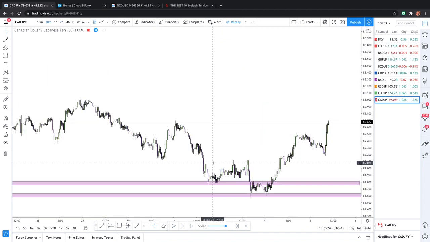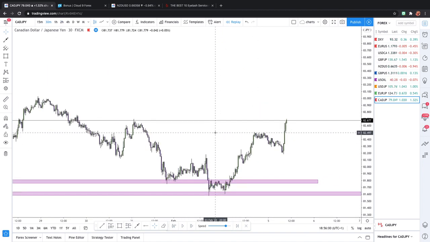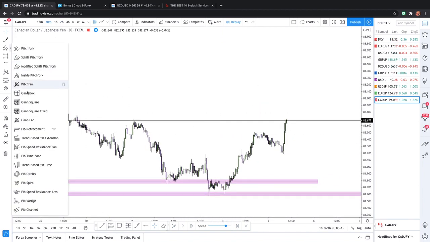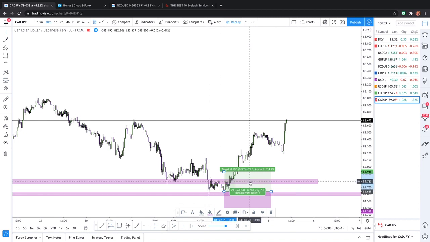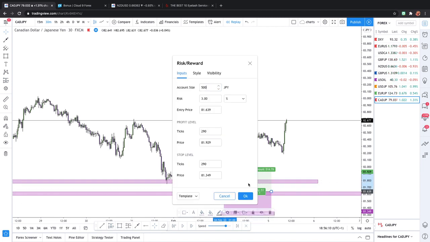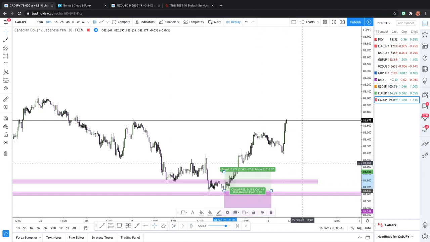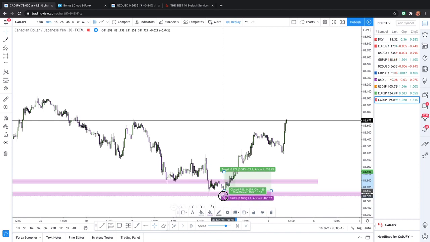So to get that precise entry, we can go on the 30-minute time frame, take the long position tool, and go anywhere in this zone. So 81,650 would be a good entry. So a double bottom there. And then this way we can have a stop loss right below this structure. So like an 8-pip stop loss.